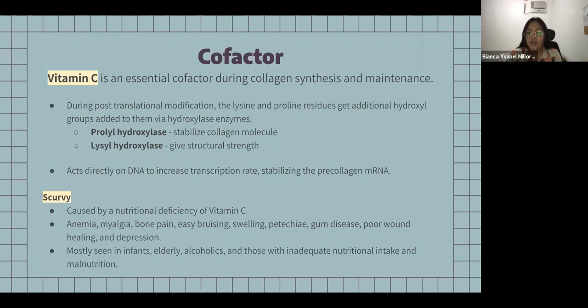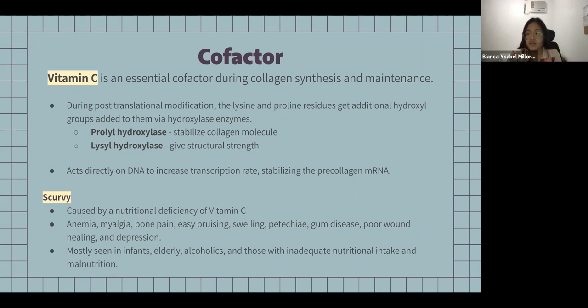These act as supporting structures and anchor cells to each other, and they give skin strength, stability, and elasticity. The cofactor of collagen is vitamin C. Vitamin C is essential for collagen synthesis and maintenance. During the post-translational modification, the lysine and proline residues get additional hydroxyl groups added to them via hydroxylase enzymes. These produce prolyl hydroxylase and lysyl hydroxylase. Prolyl hydroxylase stabilizes collagen while lysyl hydroxylase gives structural strength.